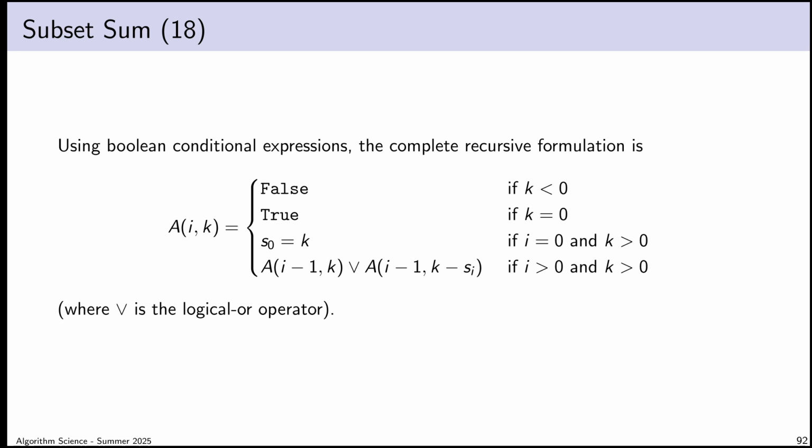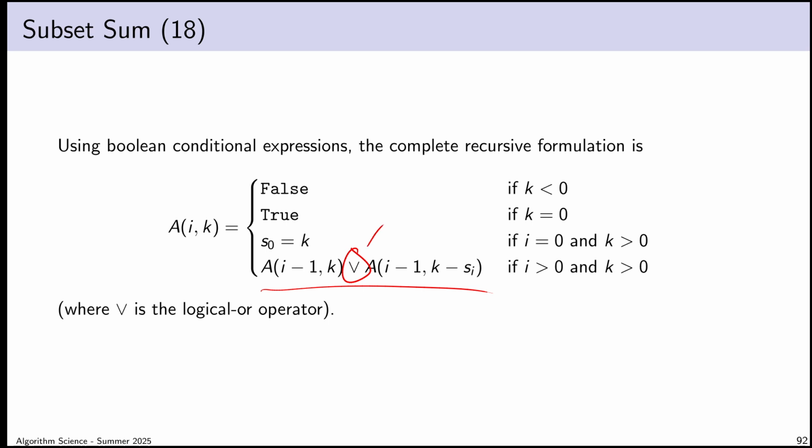And so my recurrence now looks like this. I have to consider both recursive cases, of course, and so I merge them together. Okay, so A(i,k) is false if k is negative, because you can't have a negative sum in any case. If k is 0, it's always true. If k is greater than 0 and i is equal to 0, then A(i,k) is true only if S0 itself equals k. And that's the third one of our base cases. And then our recursive case is this. Now, this thing here is the logical OR operator.